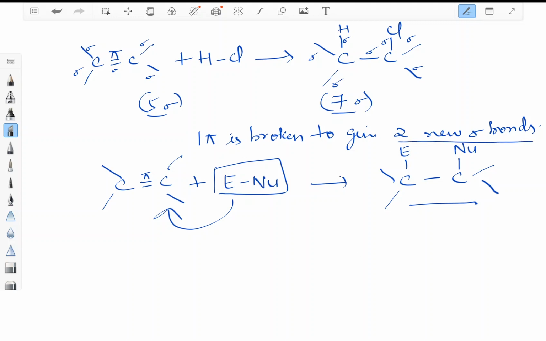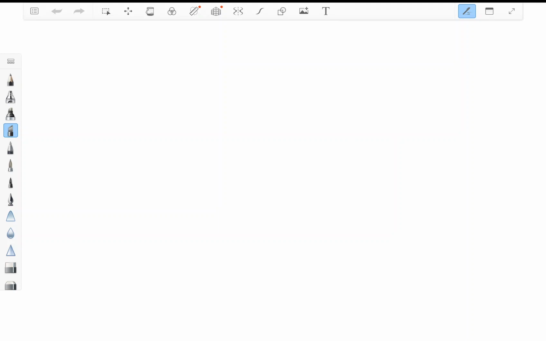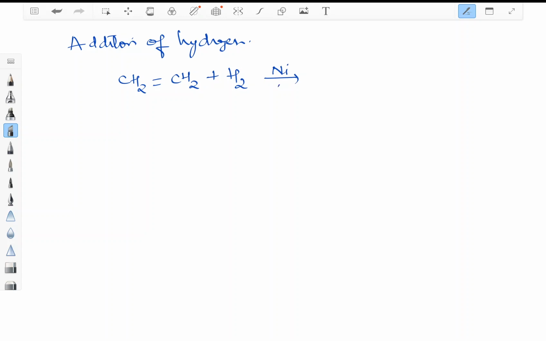Now one important concept which we are going to discuss here is addition of hydrogen. First reaction is addition of hydrogen. That is a very simple reaction. Many times you have heard about it. I am taking a very simple alkene, that is ethene, which reacts with hydrogen in the presence of a metal catalyst. I am using nickel as a catalyst at high temperature. These two compounds will get added.